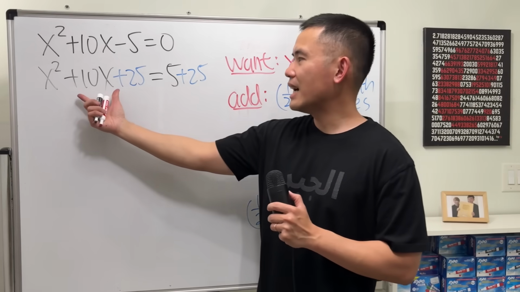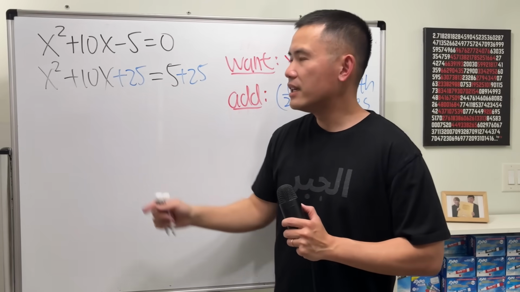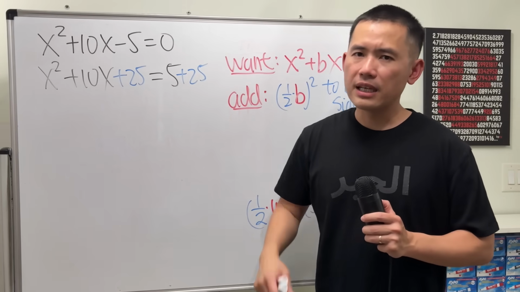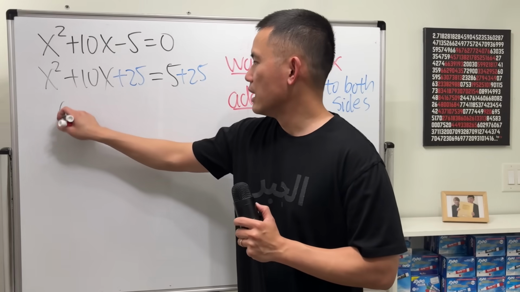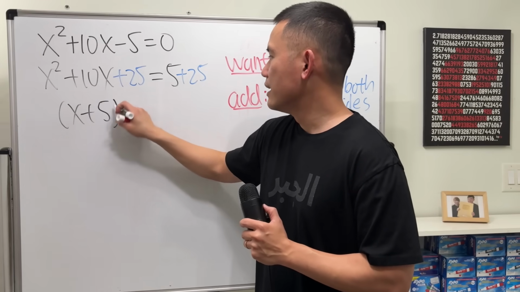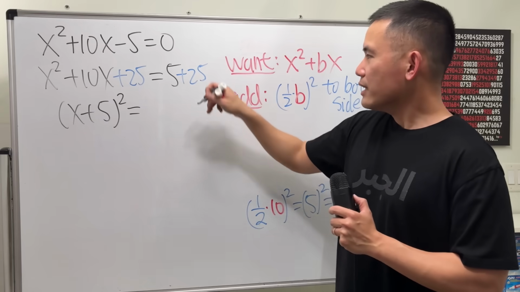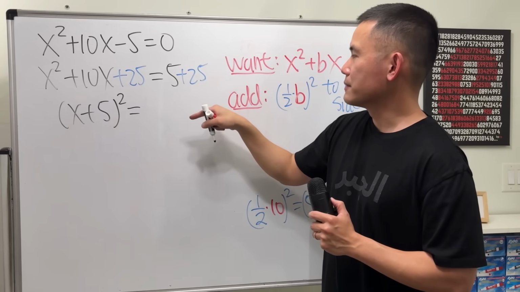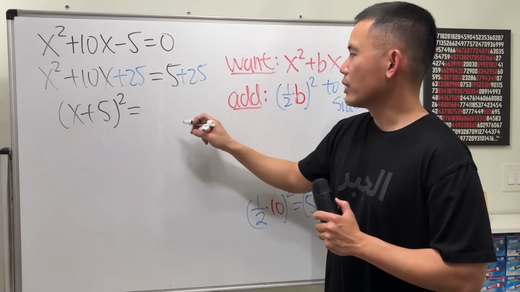Now on the left hand side, have a look. If you factor it, you will get x plus 5 times x plus 5. And that's of course x plus 5 squared. And on the right hand side, 5 plus 25 is 30.